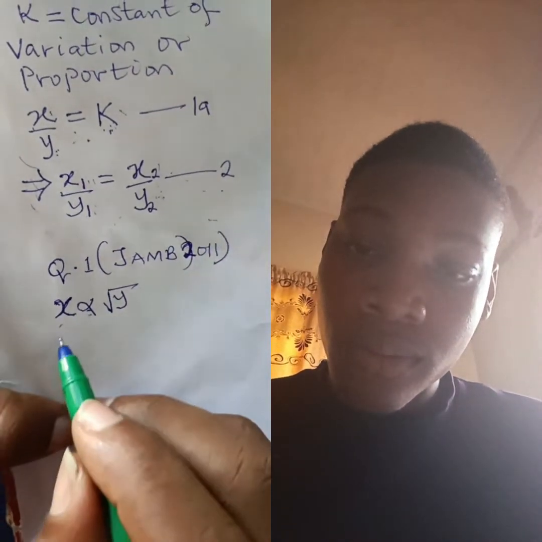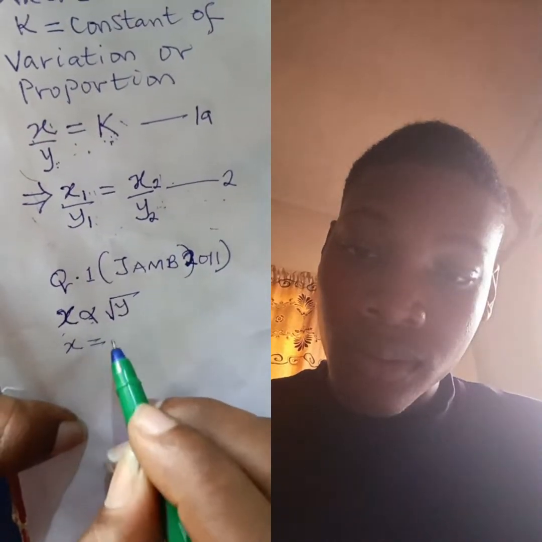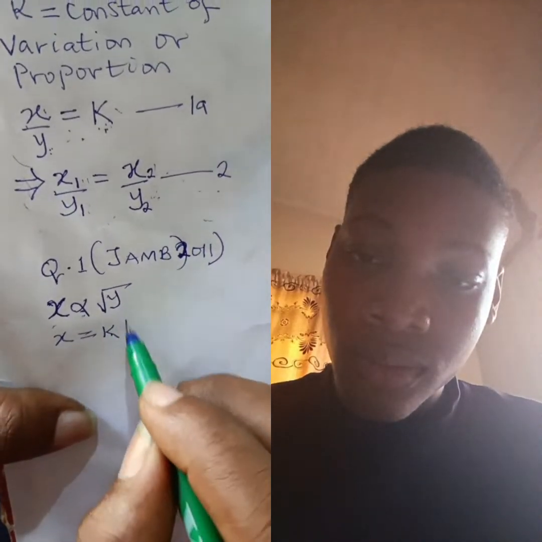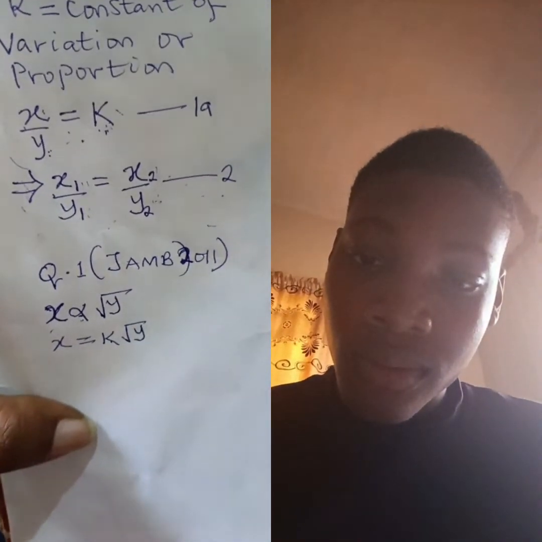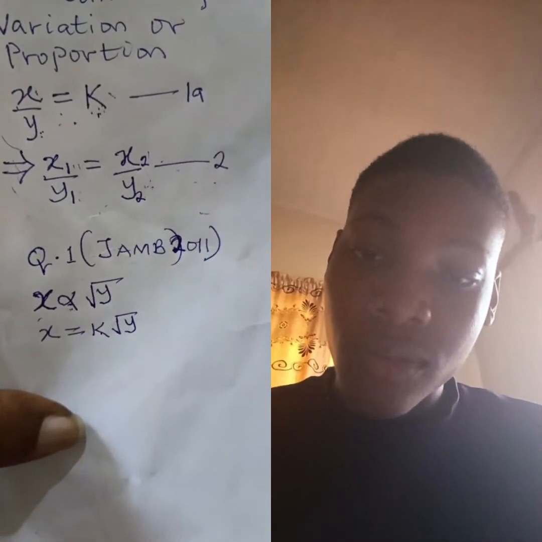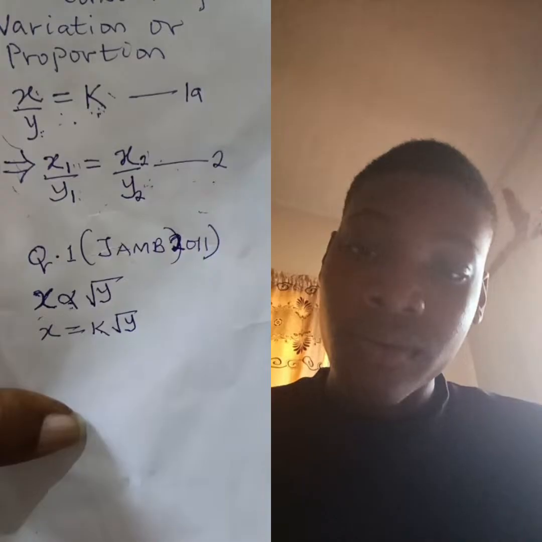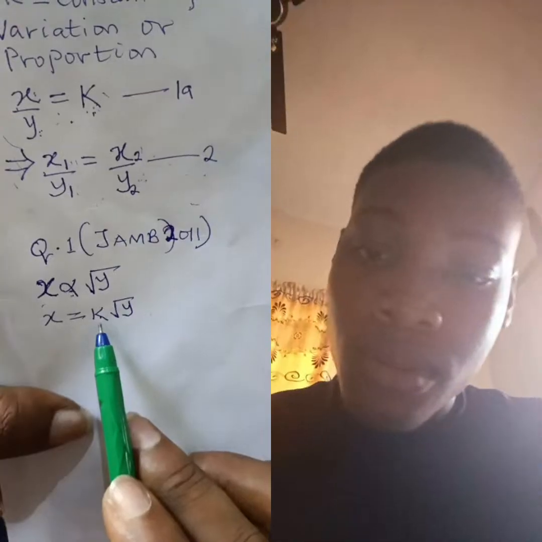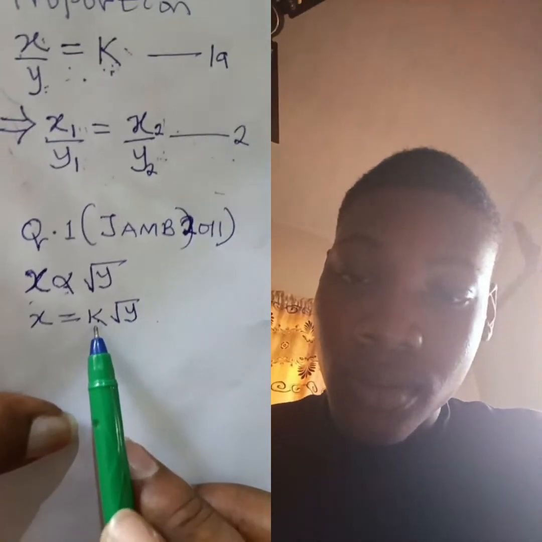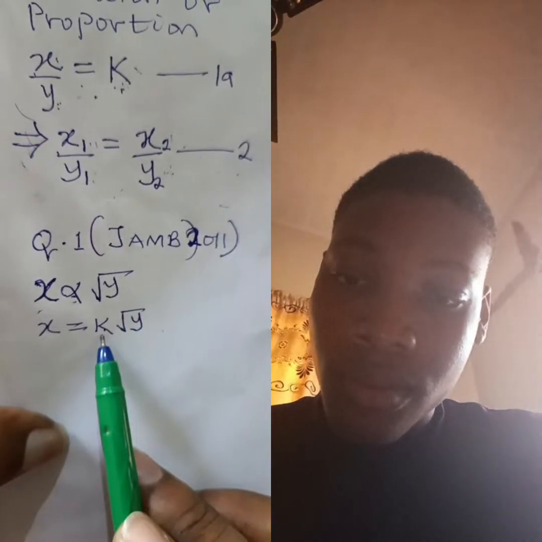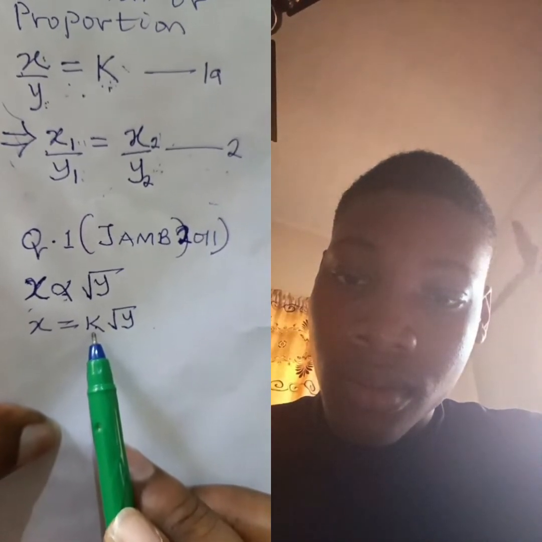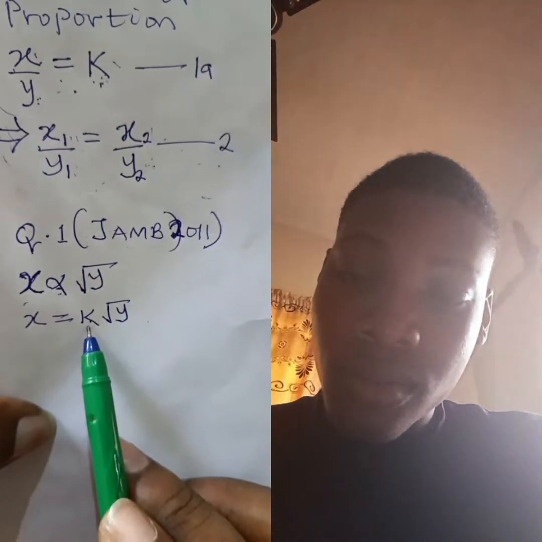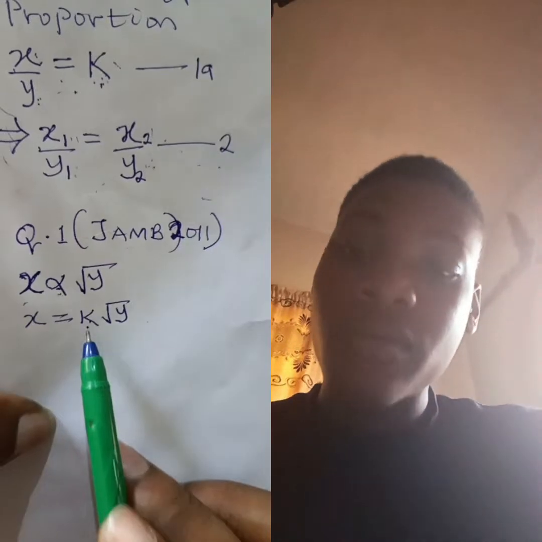So we have to remove it and introduce a constant. X will now be equal to k, my constant, multiplied by the other variable, square root of y. So it's going to be k times square root of y. This is the first and most important thing. Next is for you to get the value of k, the constant. You must know the value of this k because it does not change. It's a constant. You have to calculate it. Do you understand that?